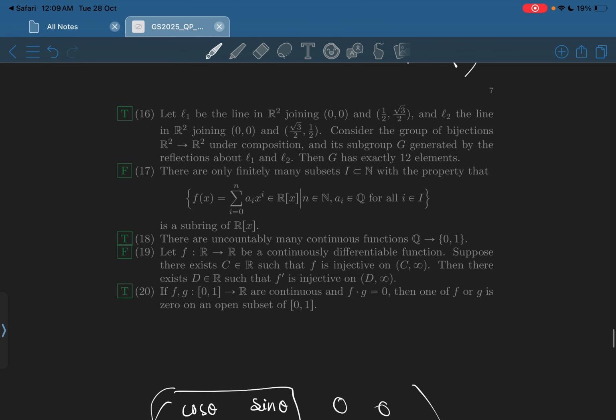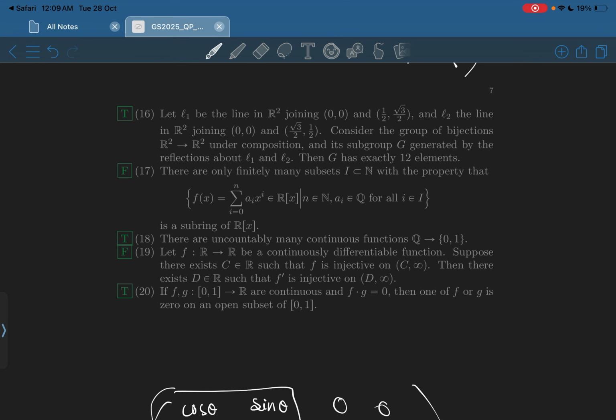So what about question number 17? 17 says that there are only finitely many subsets. I will put it as a moderate to hard question, because you have to think it properly. This is not very difficult, but it's conceptual. If you are smart enough and think it properly, then you will be able to solve it. There are not many concepts behind this. This question is a very simple problem, but you need to think it properly.